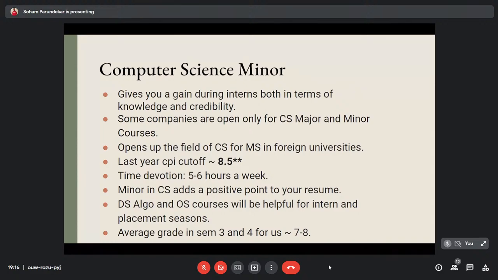And the time devotion that you need to give to this minor per week is around 5 to 6 hours if you want to get a decent grade. You can learn from online resources and other books because most of the questions did come from resources like that. For the 4th SEM, there was this book called CLRS, which was very helpful, and the professor used to mostly read from that. So if you just practiced it before and you already had read the book, then all the questions in the exams were from that book in 4th SEM.